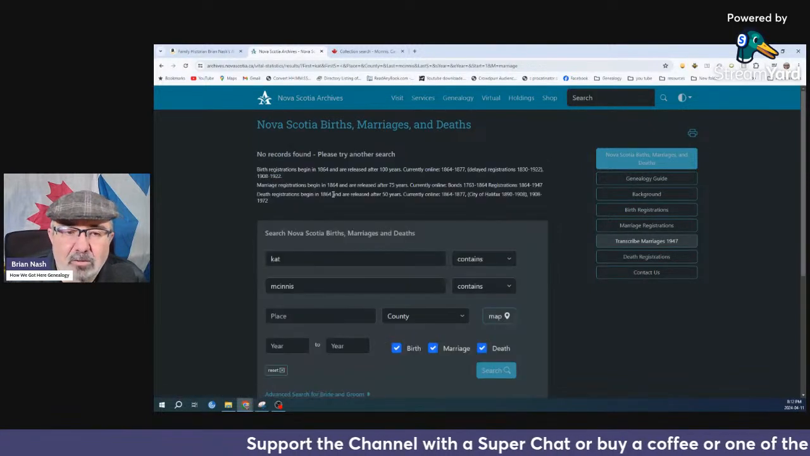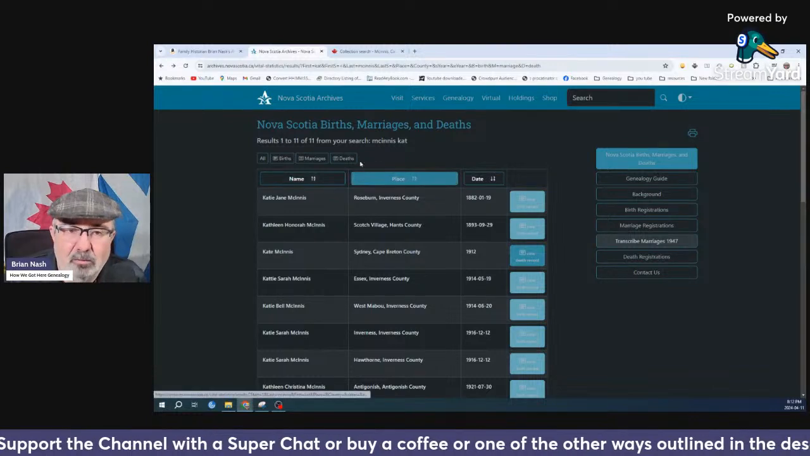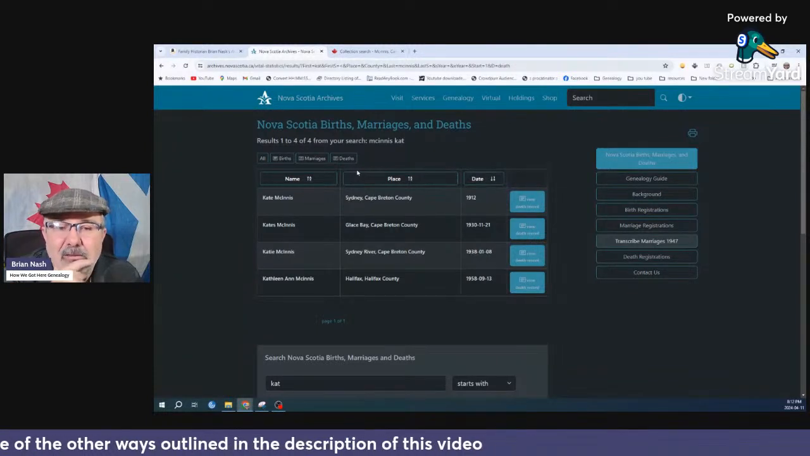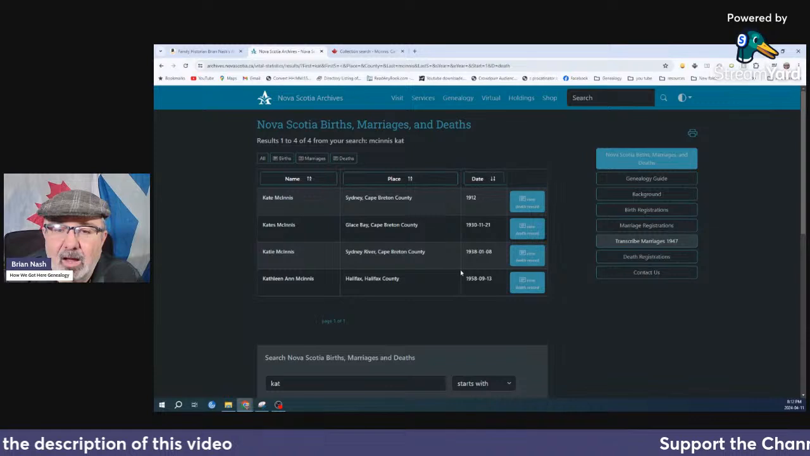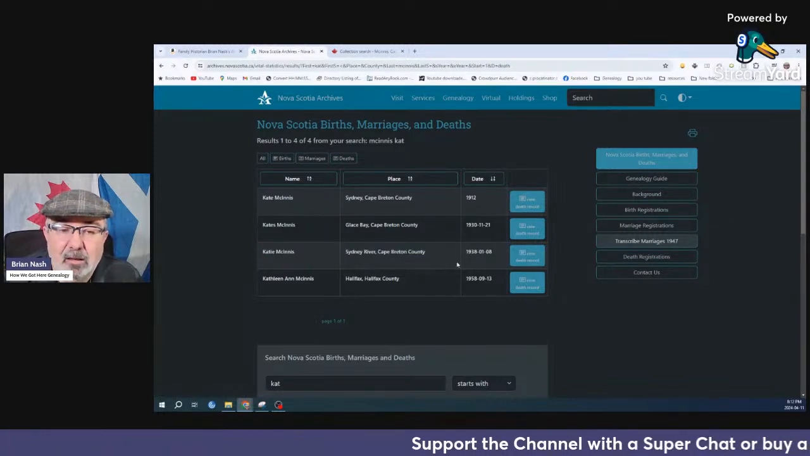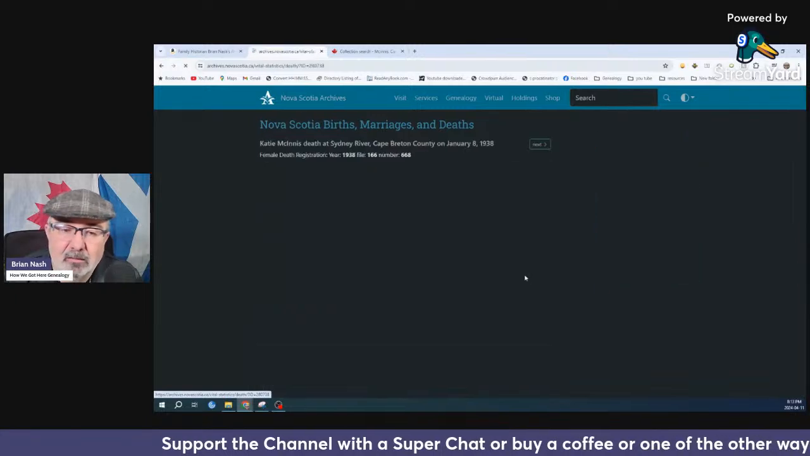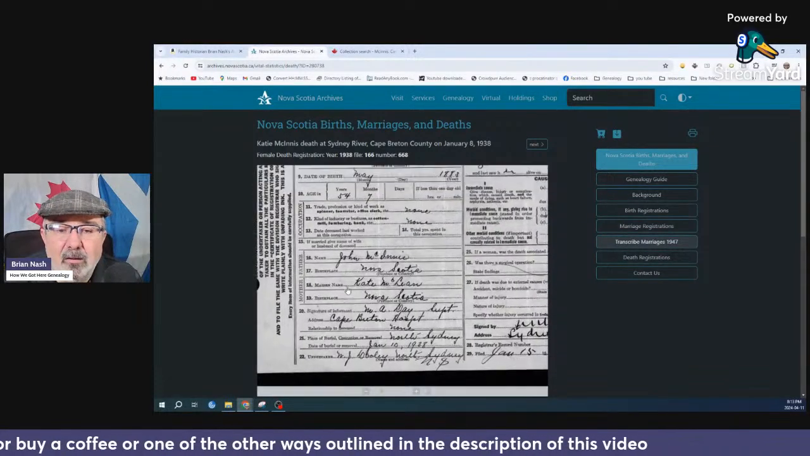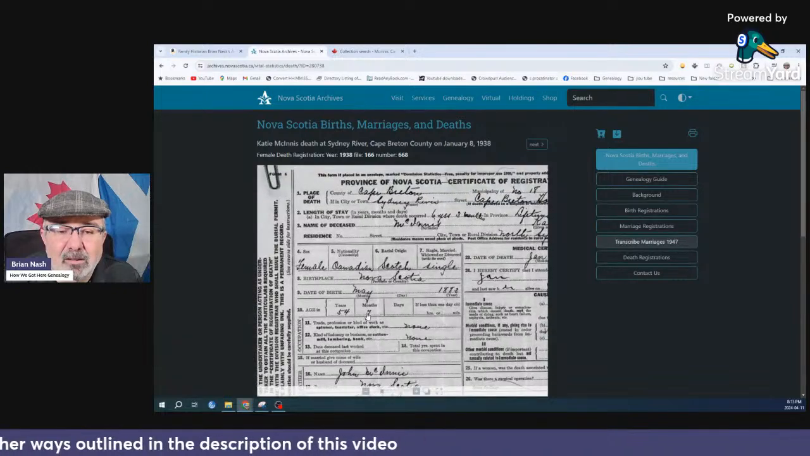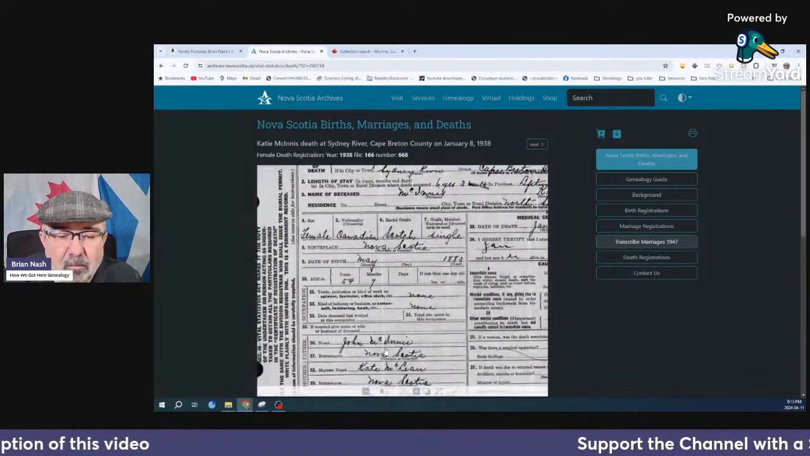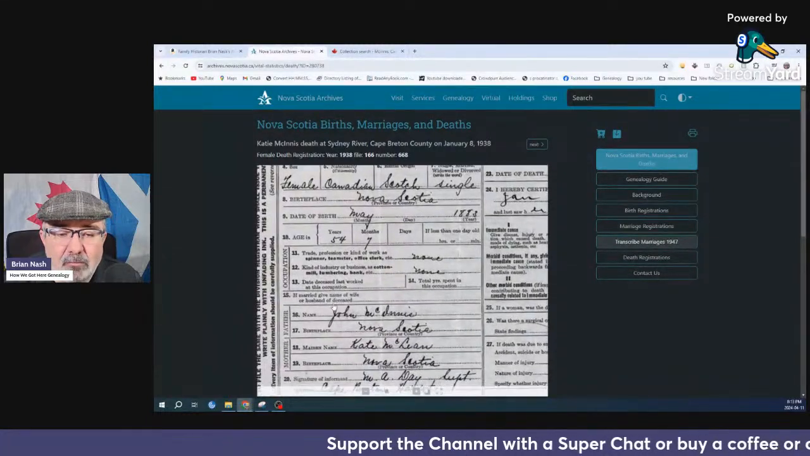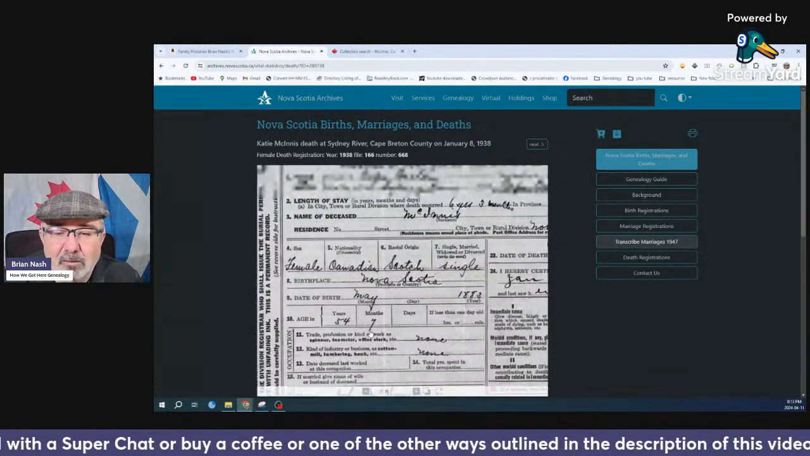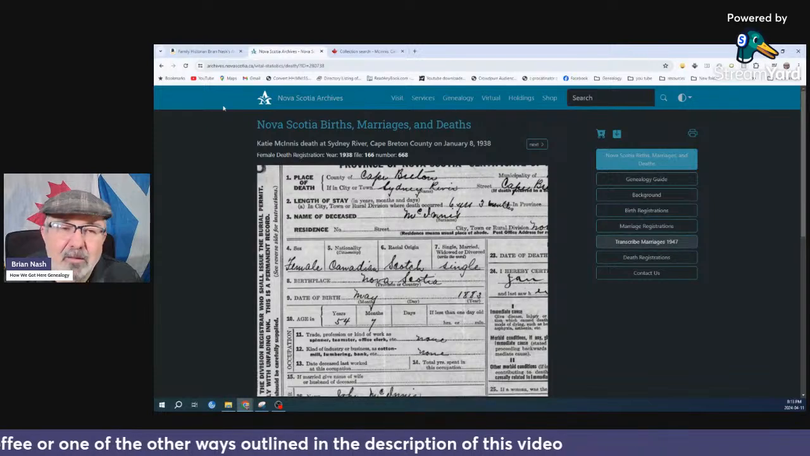If I search quickly in marriages, I'm not finding anything. I didn't expect to because I already searched with him. But let's look at deaths. I have some possibilities here. I have this one that's Katie McGinnis, K-A-T-I-E, in Sydney River, Cape Breton County. Let's see what I find out. Here, she was 54 years old. If married, give the name of wife or husband of deceased. There's no husband or wife. She was 50 years old, born 1883. I'm looking at the wrong person.